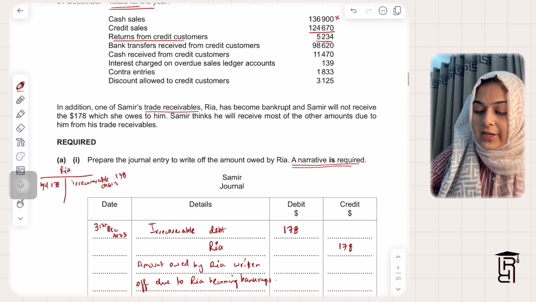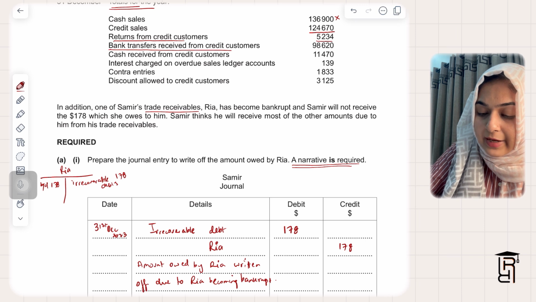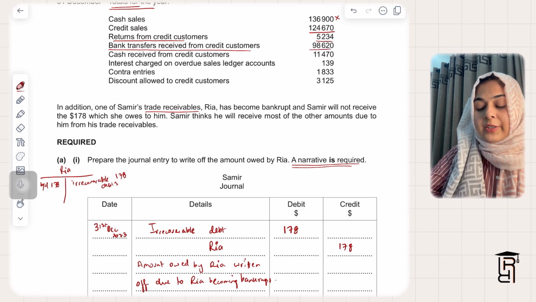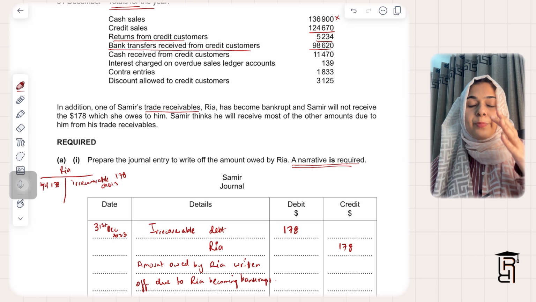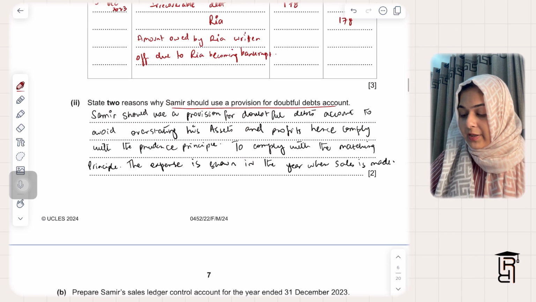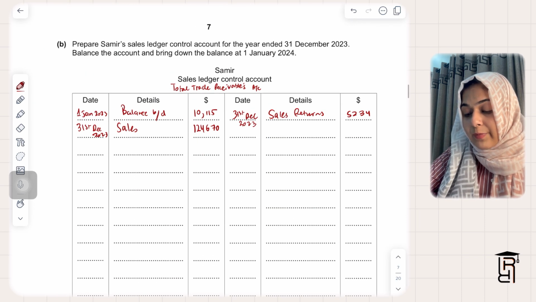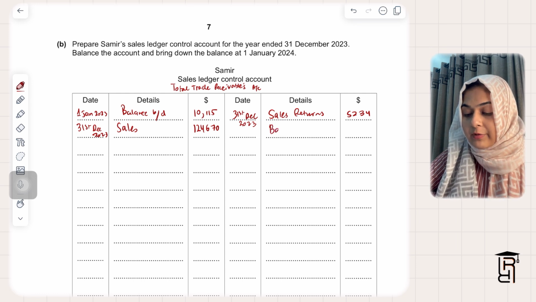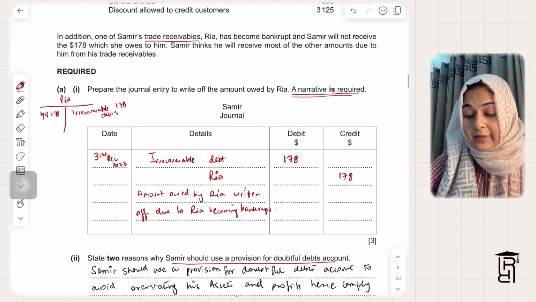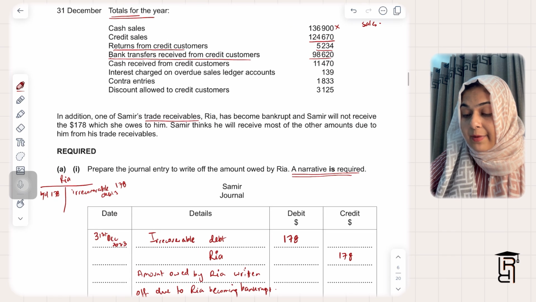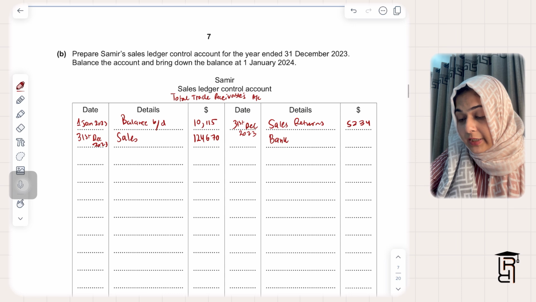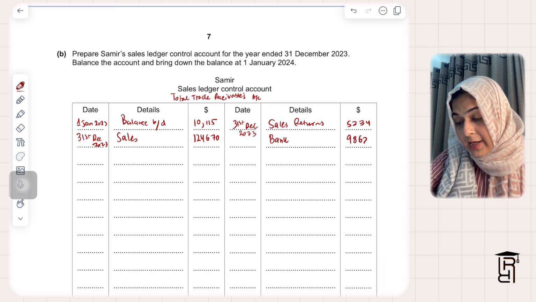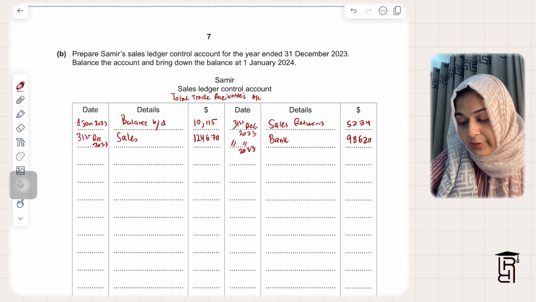And then bank transfers received from credit customers, which means my customers are paying me. So I'll do bank debit, trade receivable account credit. Money is coming into the business, so bank will be debited, the cash book will be debited, and this will be recorded on the credit side of the trade receivables account. I'll write here bank in the details, and my amount will be 98,620. So I'm going to write here 98,620. This is going to be 31st December 2023.